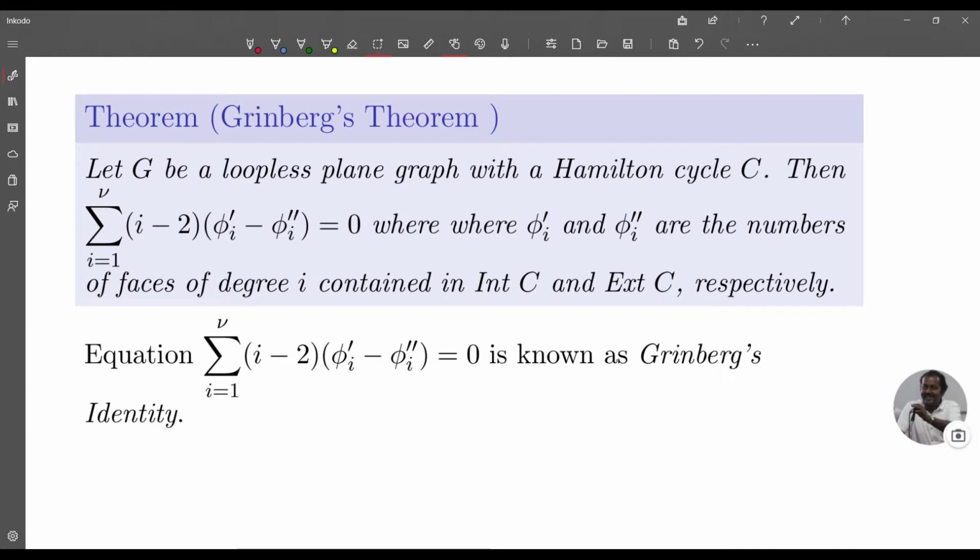Let G be a loopless plane graph with a Hamilton cycle C. Then sigma i equals 1 to nu of (i minus 2) times (phi i dash minus phi i double dash) equals 0, where phi i dash and phi i double dash are the numbers of faces of degree i contained in the interior of C and the exterior of C respectively. And this equation is known as Grinberg's identity. So now we prove the theorem.